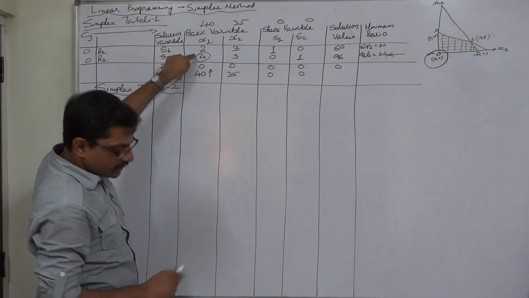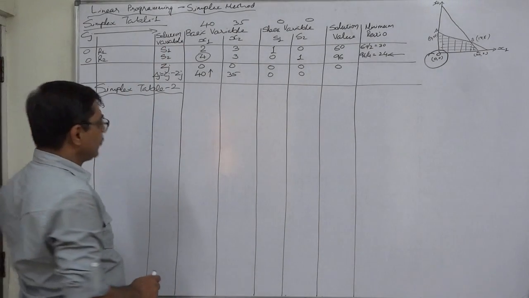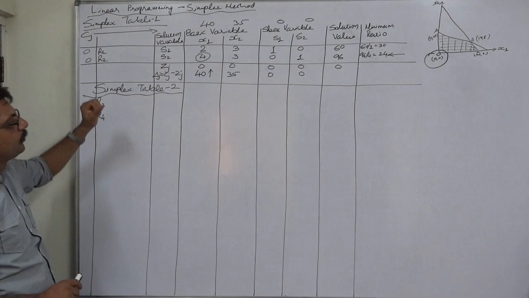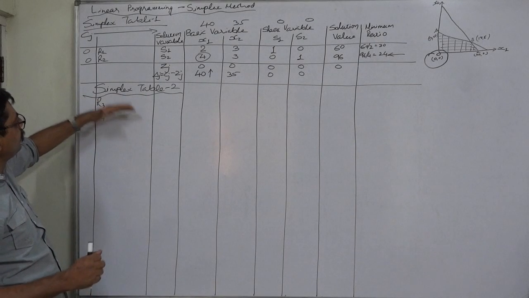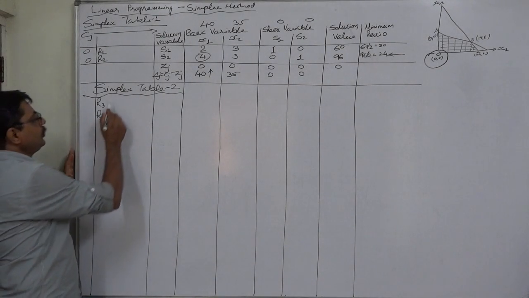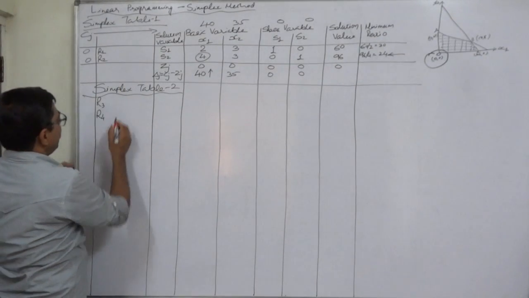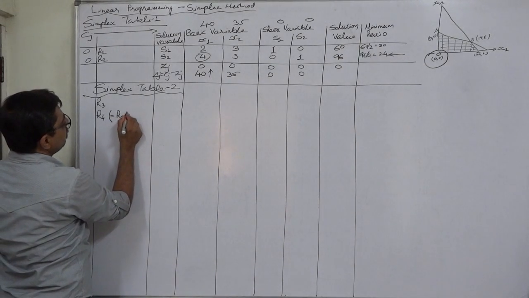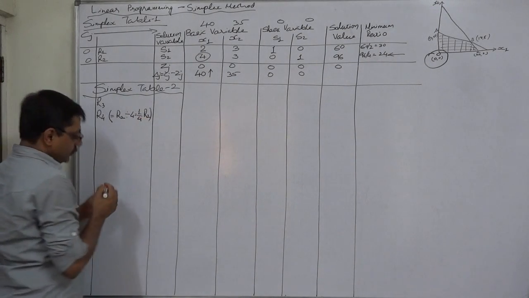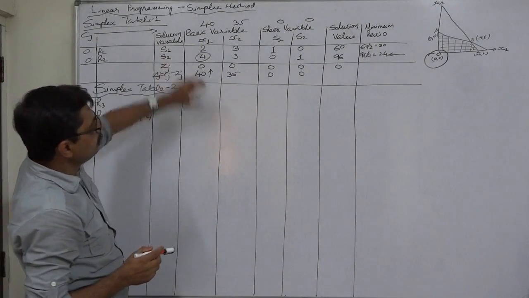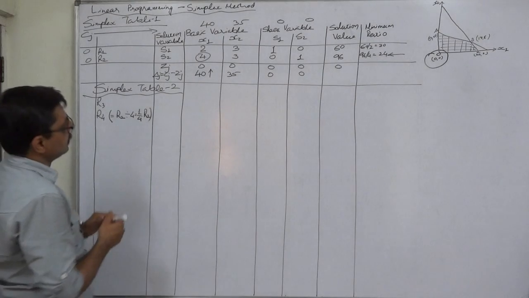The common element of the key column and key row is selected, and that is known as the key element. The role of the key element is to prepare the new row in the new table. In simplex table number 2, at the place of R2, there will now be R4. R4 will be R2 divided by 4, that is 1/4 of R2. So this is the role of the key element. The entire key row is divided by the key element and it becomes the replacement row in the next table.